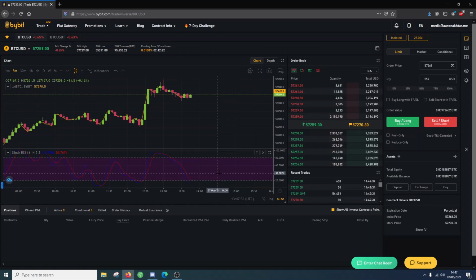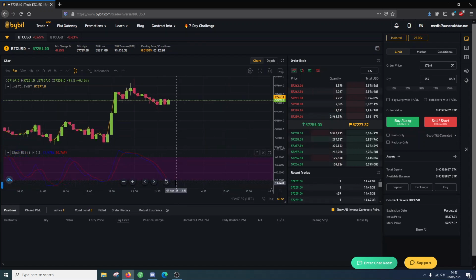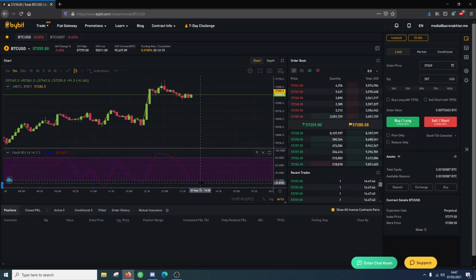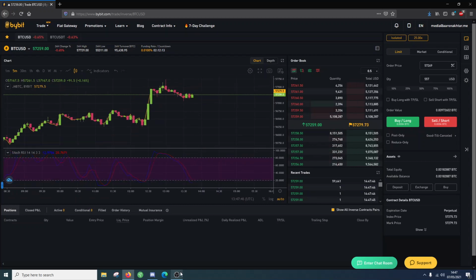And yeah, so we're going to wait for this to drop to below the purple, or at least somewhat more below the purple, and then I'll come back to you guys when I'm ready to place the trade.